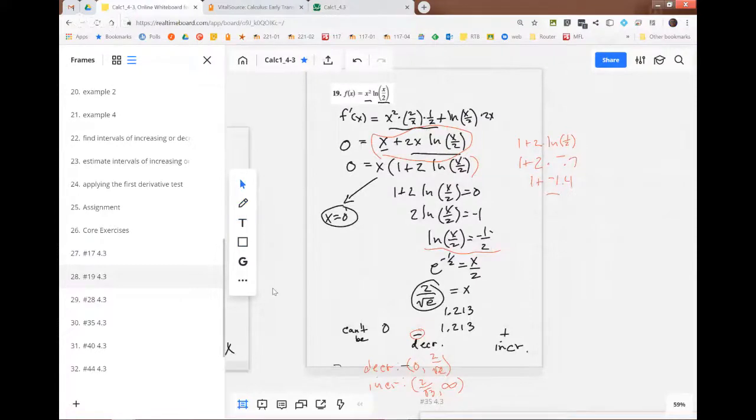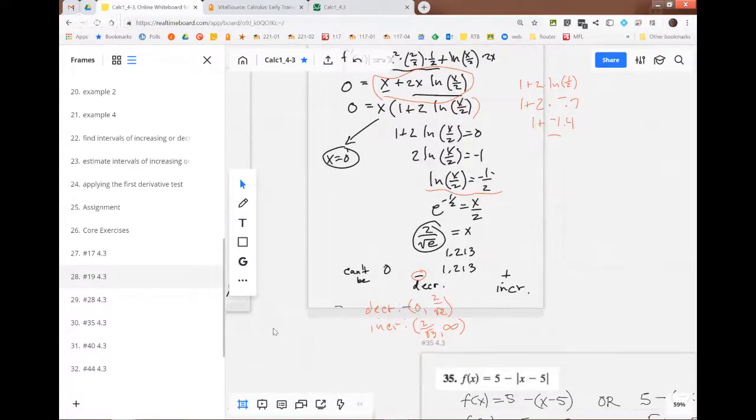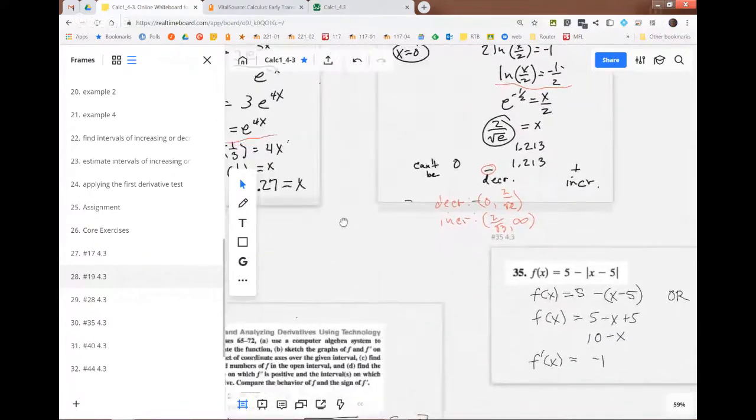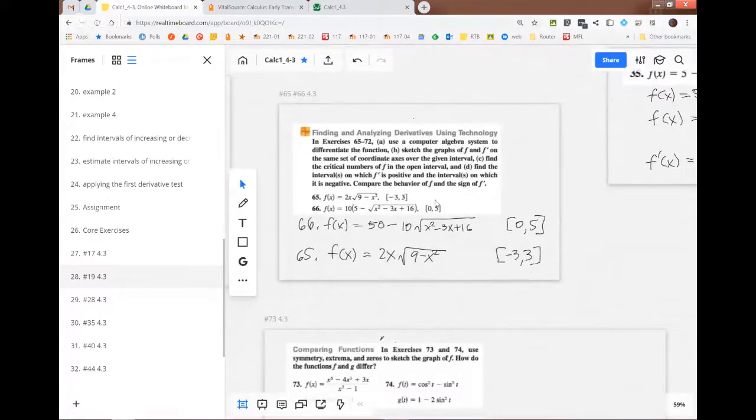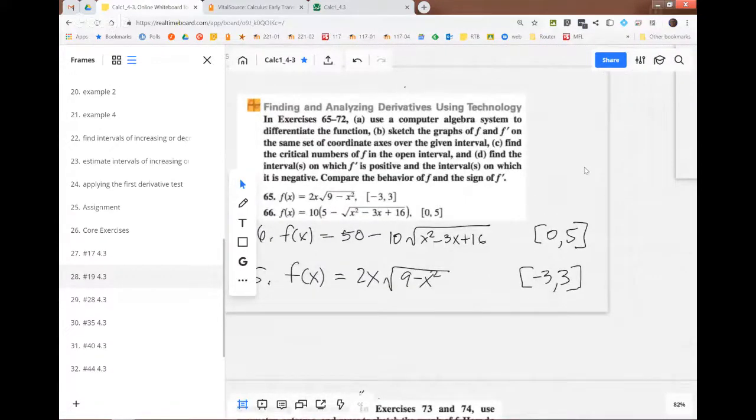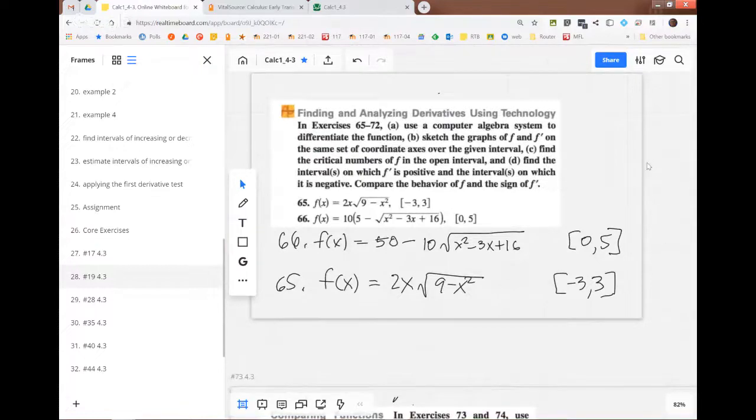All right. Yeah, let's take a look at numbers. Let's take a look at this one. This section toward the end of the assignment says use a computer algebra system to differentiate. So here it's actually saying use something like Desmos to differentiate. So I want to show you how to do that. So I want to take 66, this function, 10 times the quantity, 50 minus the square root of x squared minus 3x plus 16, and do it in the interval from 0 to 5.